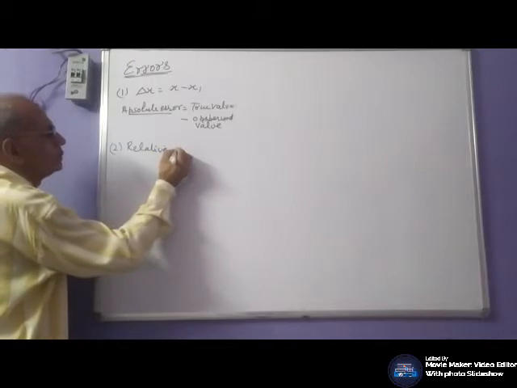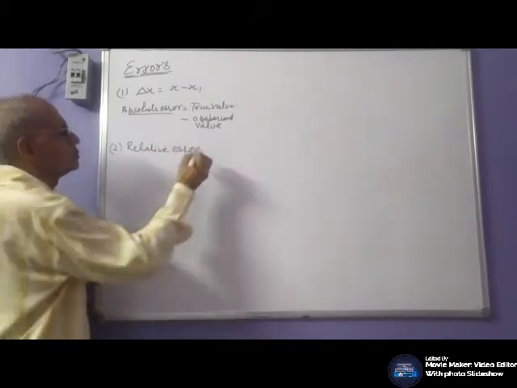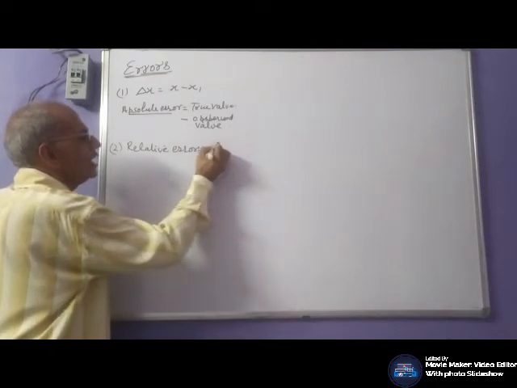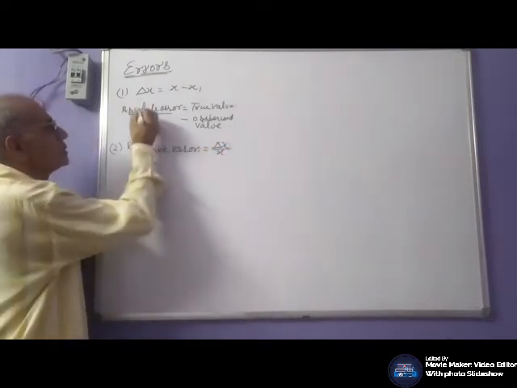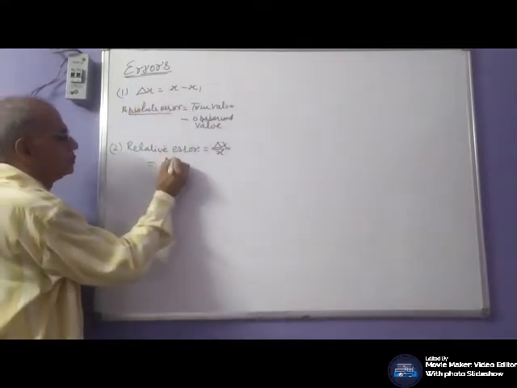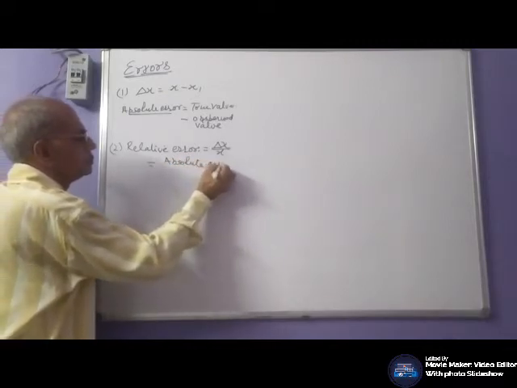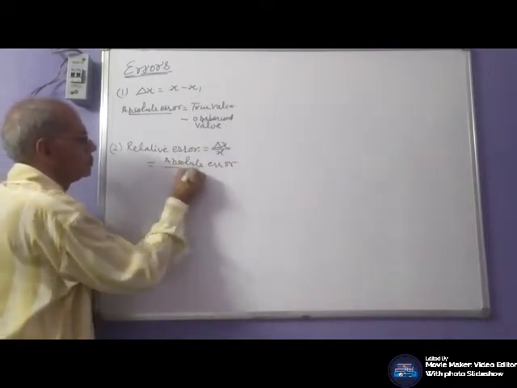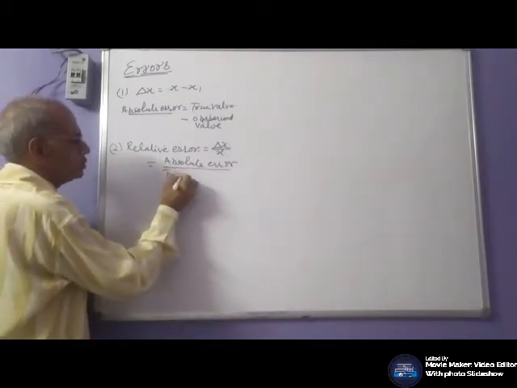Relative error. It is delta x by x. Delta x was the absolute error, and x is the true value.